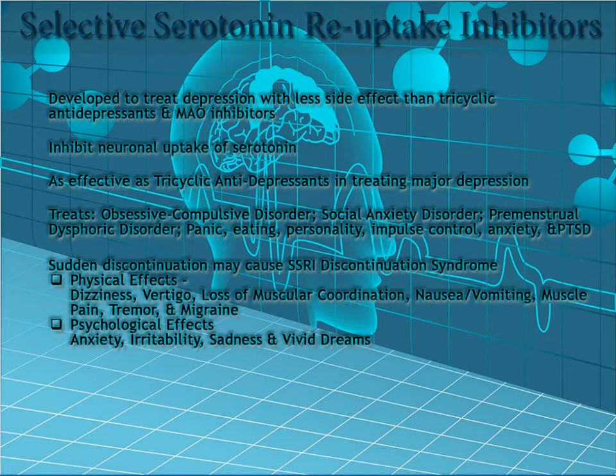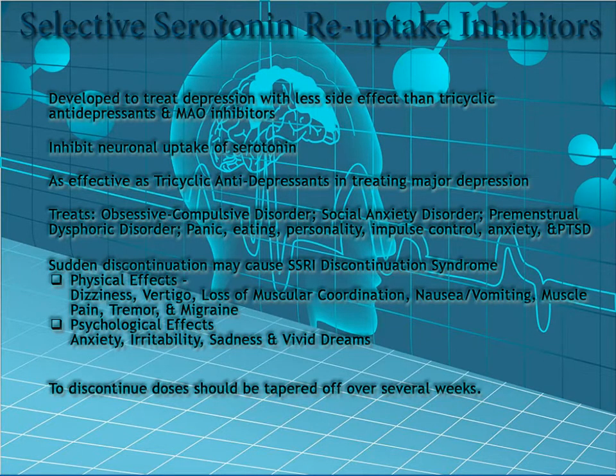Sudden discontinuation of an SSRI may cause SSRI discontinuation syndrome. This syndrome may cause physical effects such as dizziness, vertigo, loss of muscular coordination, nausea, vomiting, muscle pains, tremor, and migraine. Psychological effects of SSRI discontinuation syndrome may include anxiety, irritability, sadness, and vivid dreams.